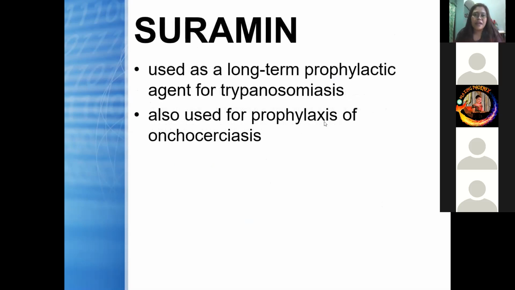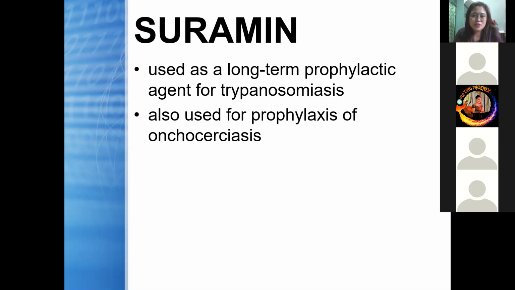And we have the suramin, which is a long-term prophylactic agent for trypanosomiasis. So some of you who will travel to Africa, where African trypanosomiasis is common. Before travelers go to Africa, they take suramin first. This is prophylaxis for trypanosomiasis, so that on their trip, even if they are bitten by the tsetse fly, they have something to counter the trypanosoma.